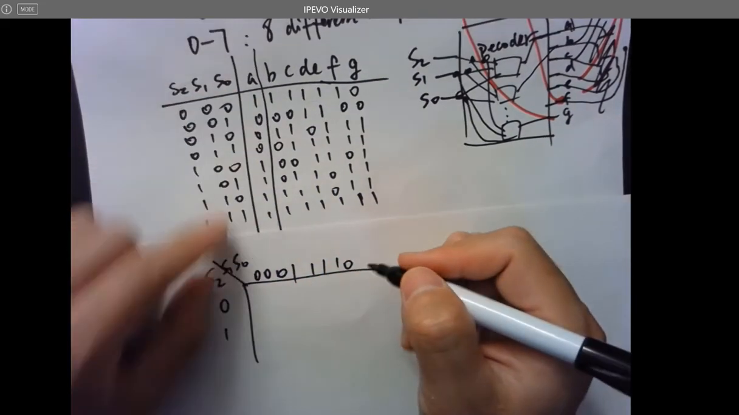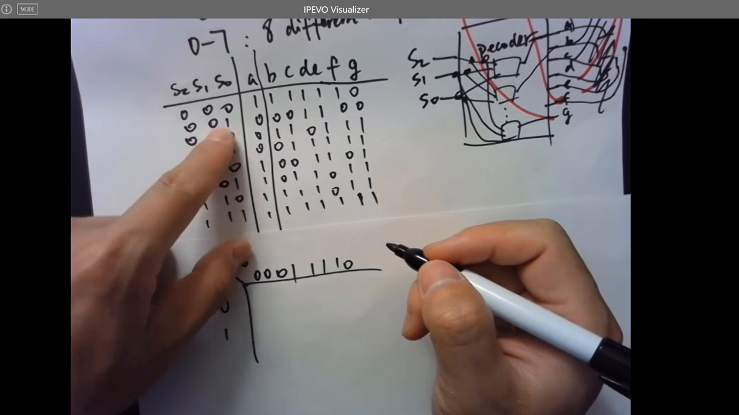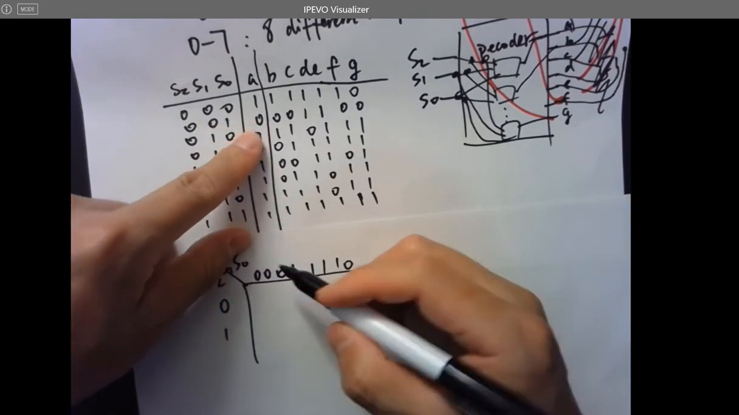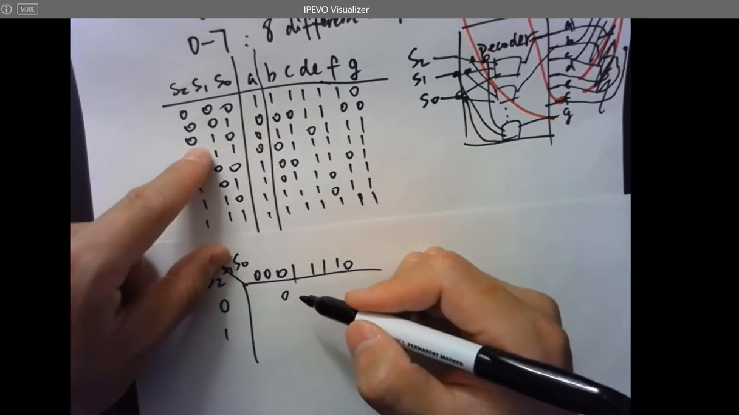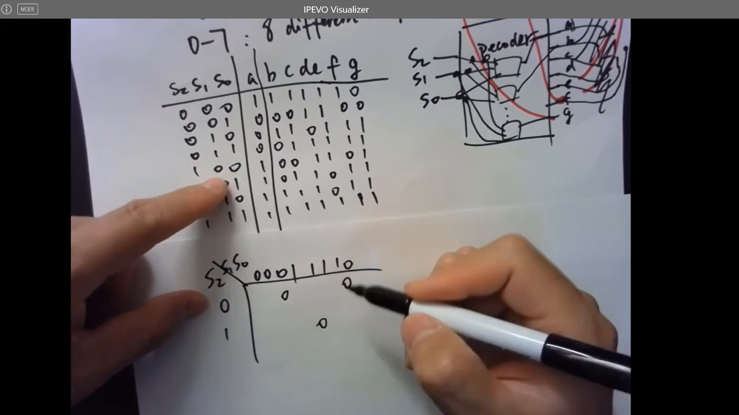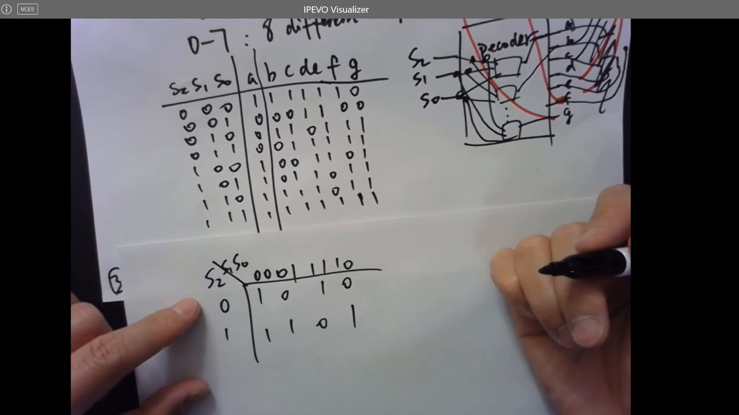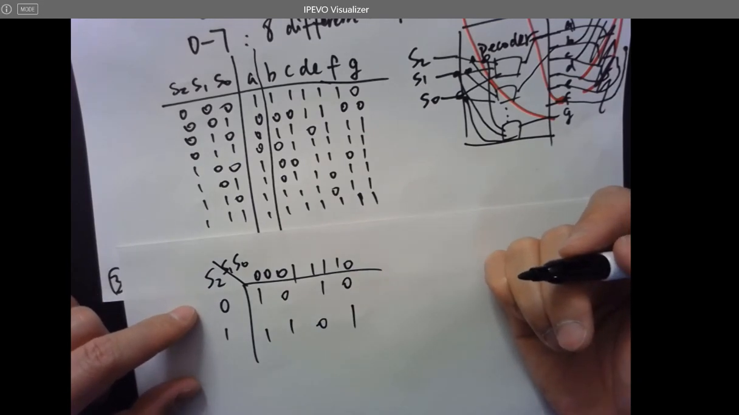So look at all these ones. Where do you have 0? Where do you have ones? So 0, 0, 1, you got a 0. 0, 1, 0, you got a 0. 0, 1, 1, you got a 0. So all the rest are ones, right? Only 3 zeros.